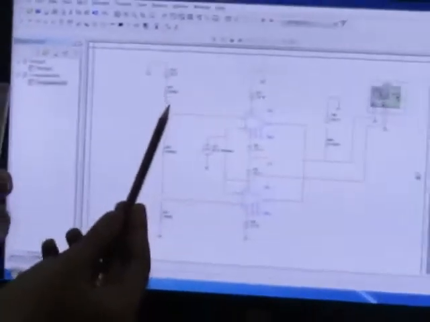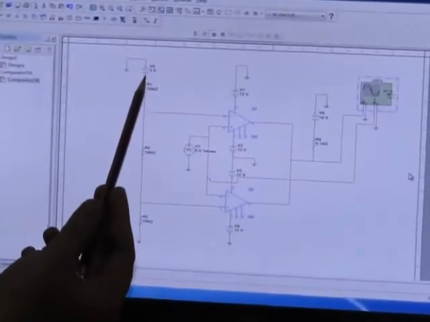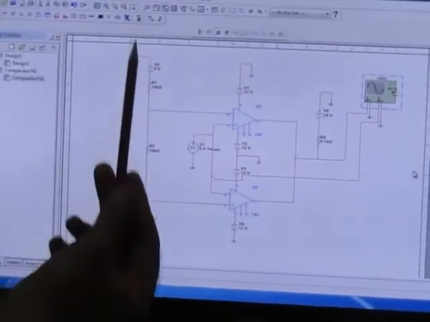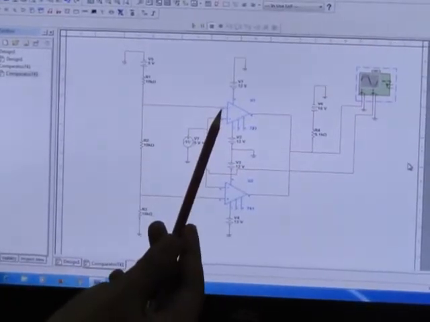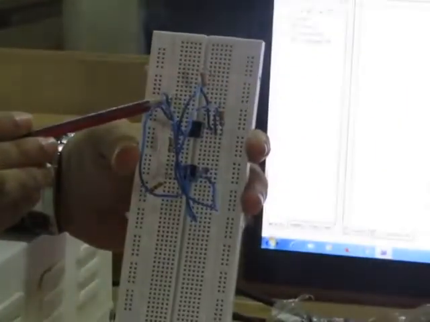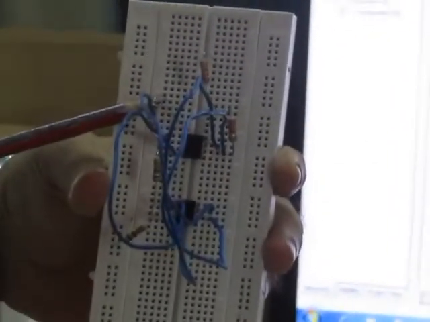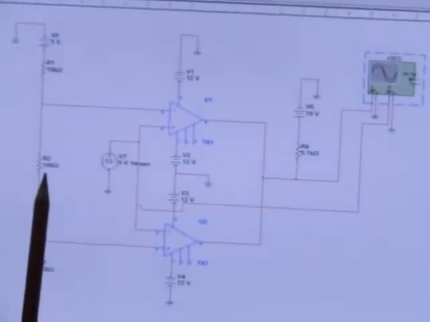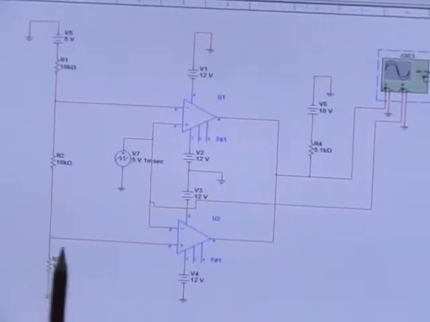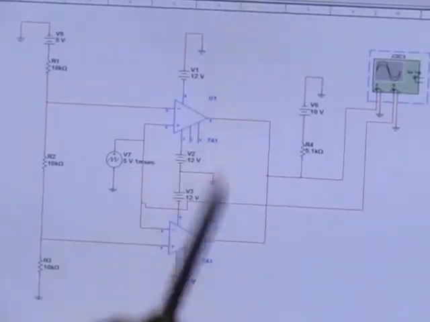On the top of this R1 you have to apply the potential of 5 volt, right? After that the next leg of this resistor will be connected to pin number 2 of the first op-amp. The first leg of this resistor is kept here because next I am going to apply the potential of 5 volt. The other leg of this resistor will be connected to pin number 2 of this first op-amp. Next, again from pin number 2, I will connect one more resistor, and another leg of this resistor will be connected to pin number 3 of the second op-amp.